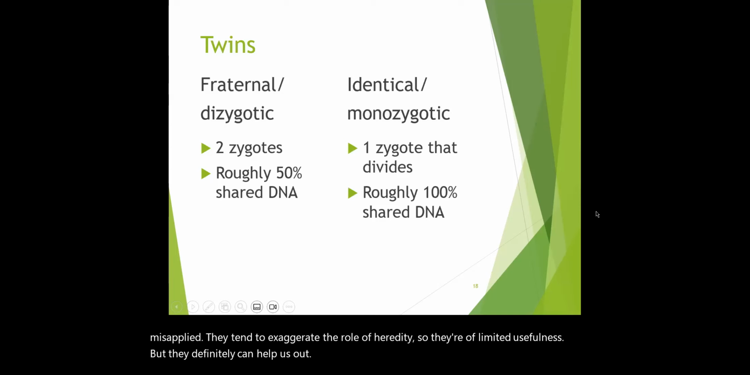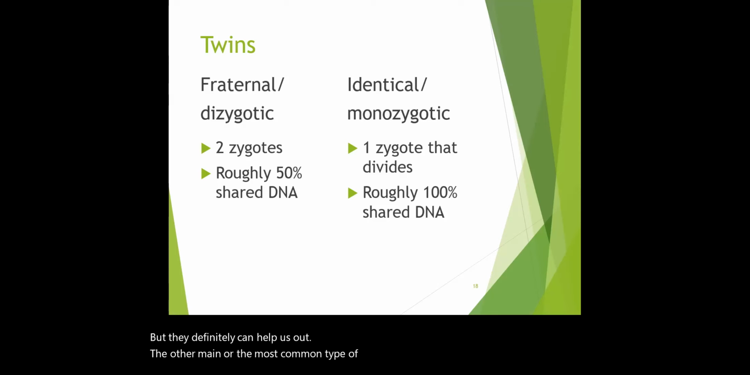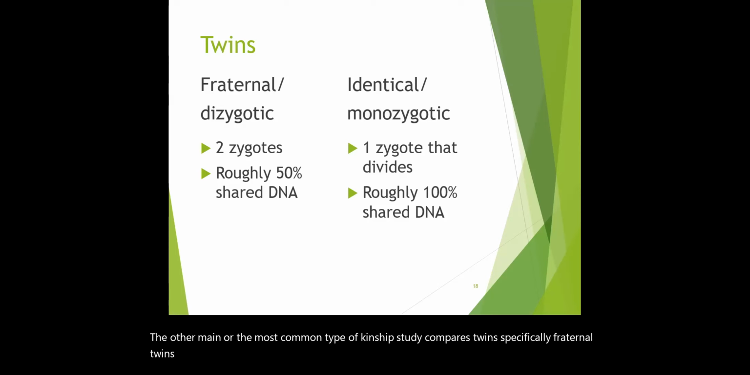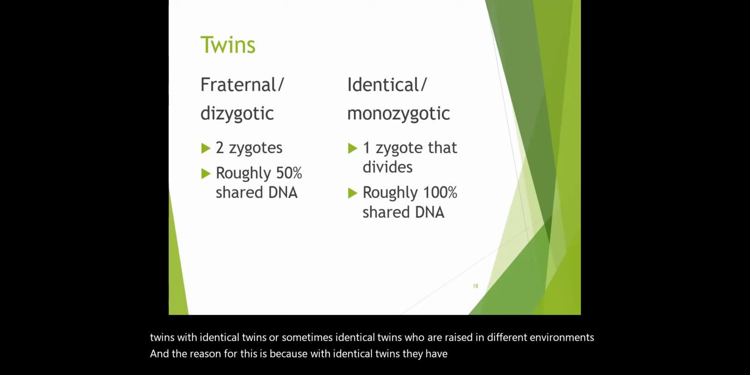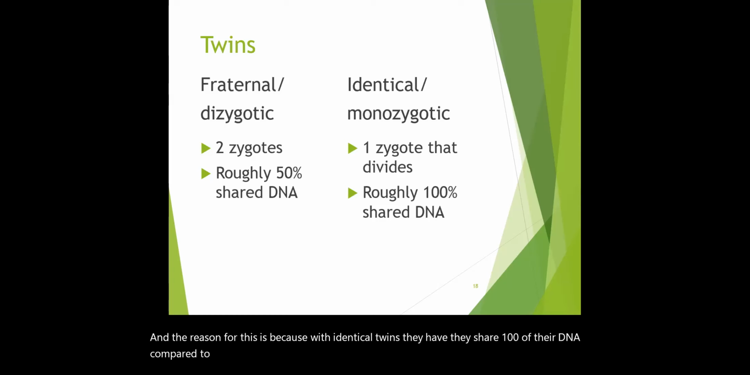The other, the most common type of kinship study, compares twins, specifically fraternal twins with identical twins, or sometimes identical twins who are raised in different environments. And the reason for this is because identical twins share 100% of their DNA compared to fraternal twins, which only share roughly 50%.